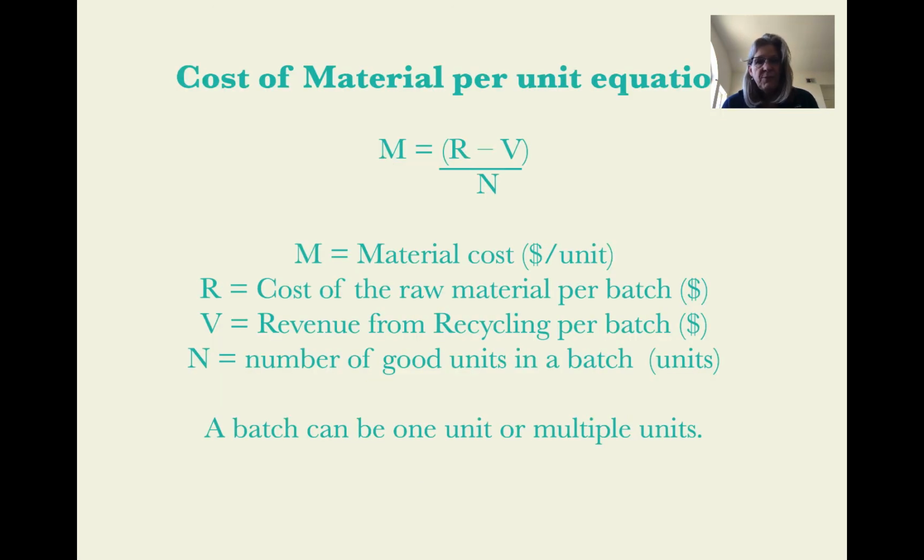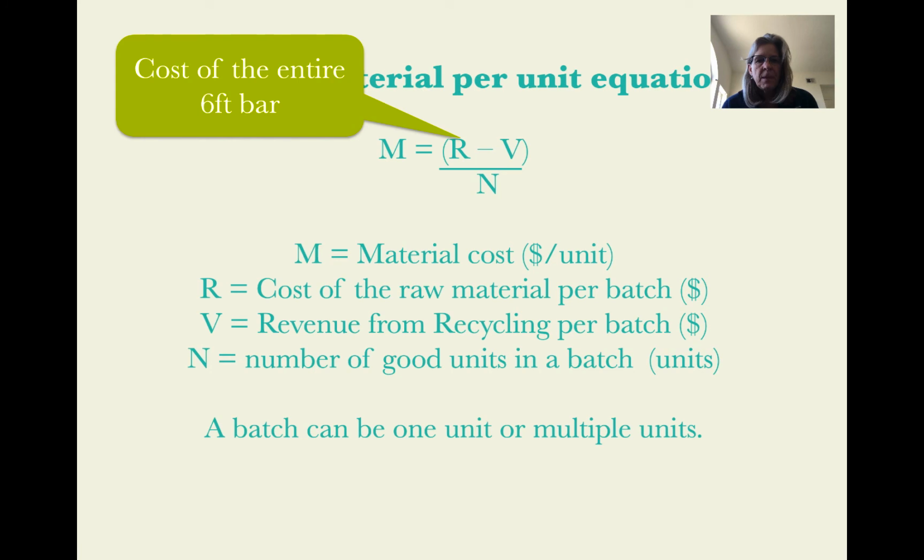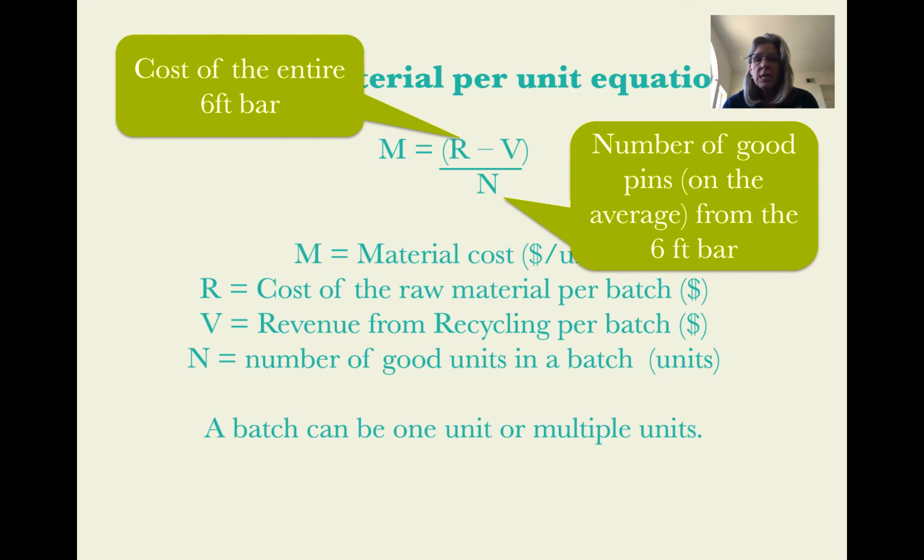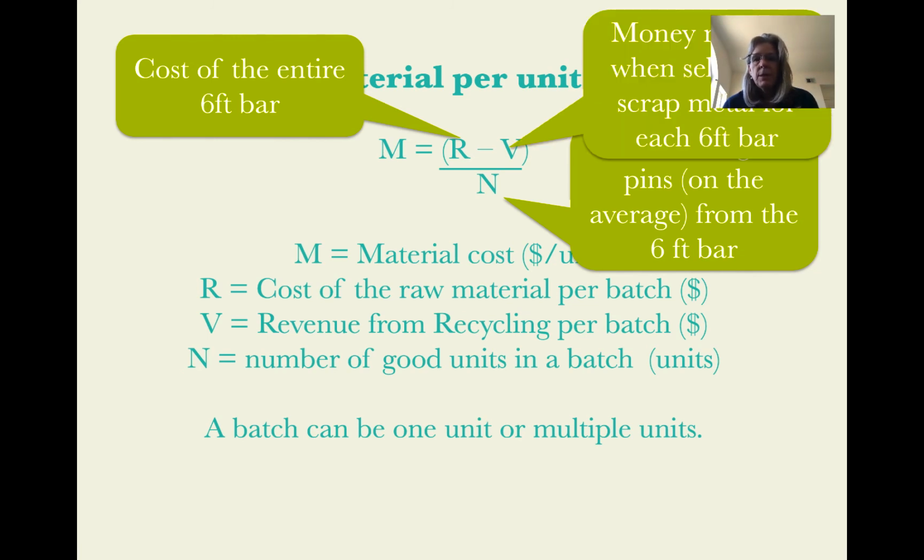Now, let's review this again. This is the equation. You might want to make sure you jot this down because it's an important equation when we look at material cost per unit. In this case, we looked at the entire cost of the 6-foot bar. We looked at the number of good pins that on average come out of that 6-foot bar. And then we looked at the money received for selling scrap from that 6-foot bar. And that's how we ended up doing this calculation, because we defined a batch as a 6-foot bar.